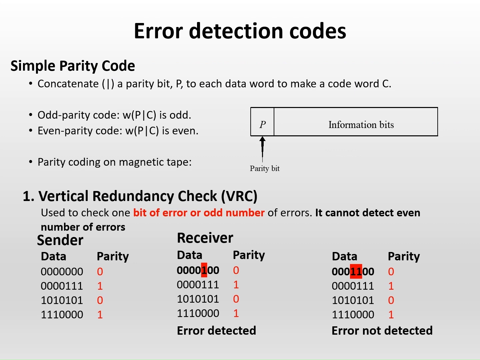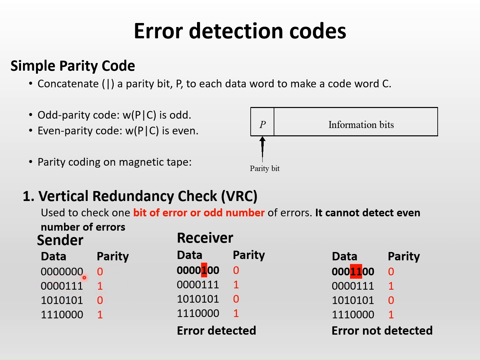Let's see our first error detection code, which is called Vertical Redundancy Check or VRC. It is based on simple parity appending to the information bit or the data word. So we already know what is the weight of the code, including parity and information bit. In odd parity code, there are odd number of ones, and in even parity code, there are even number of ones. So VRC can be created either odd or even. In this example, it is shown even parity has been applied.